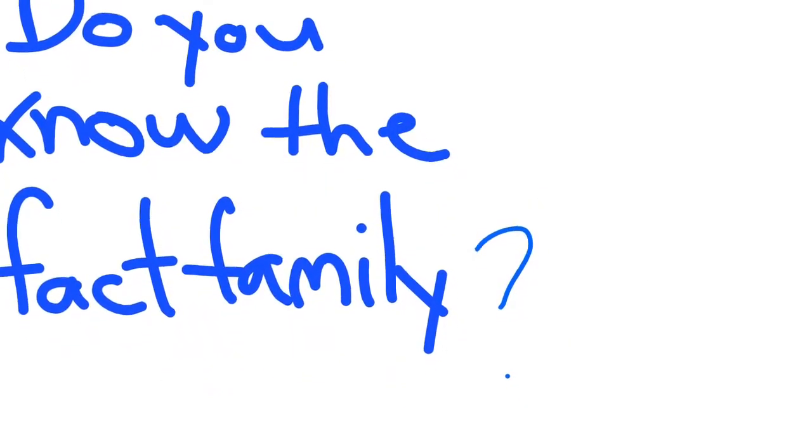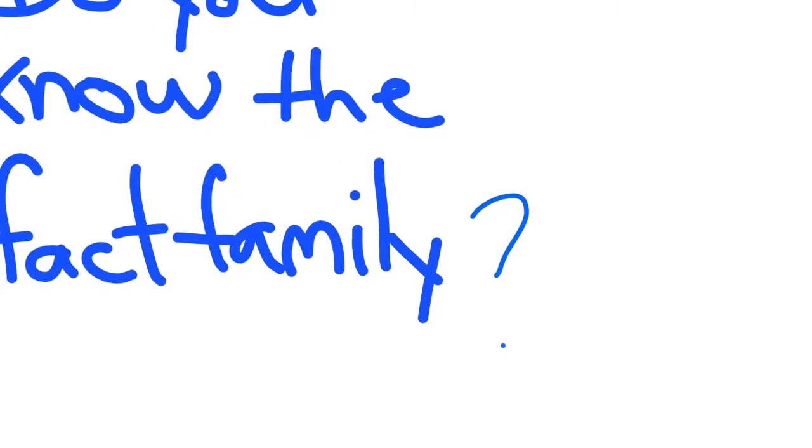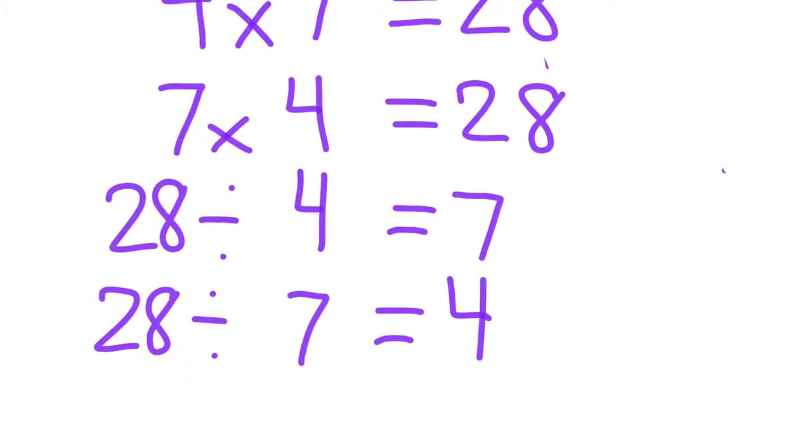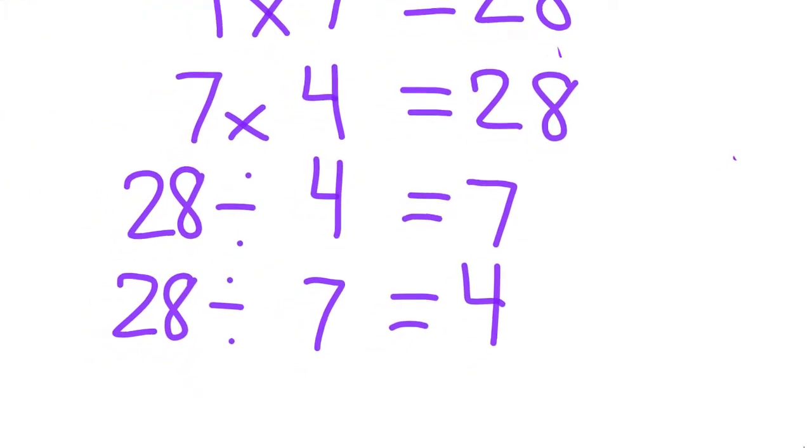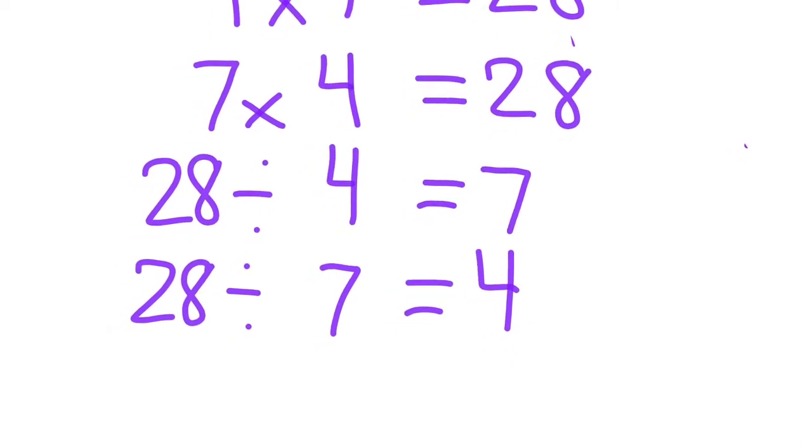Do you guys know the fact family of 7 times 4? This is the fact family of 7 times 4. 4 times 7 equals 28. 7 times 4 equals 28. 28 divided by 4 equals 7. And 28 divided by 7 equals 4.